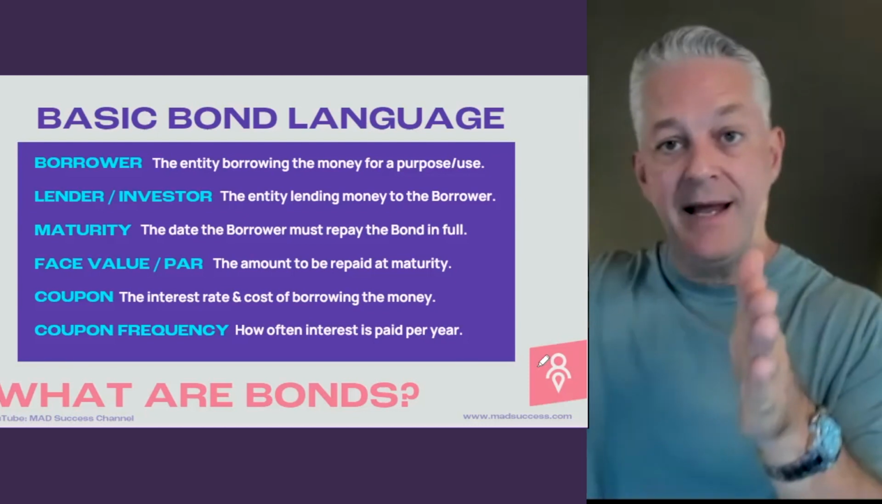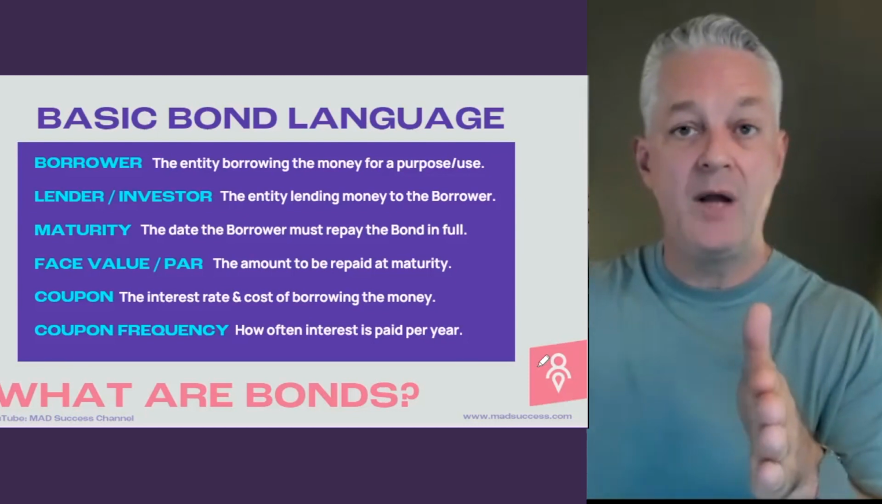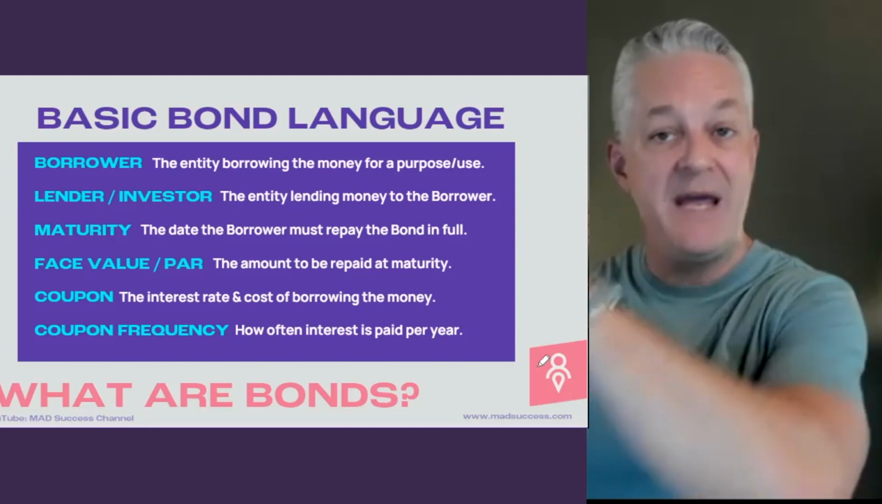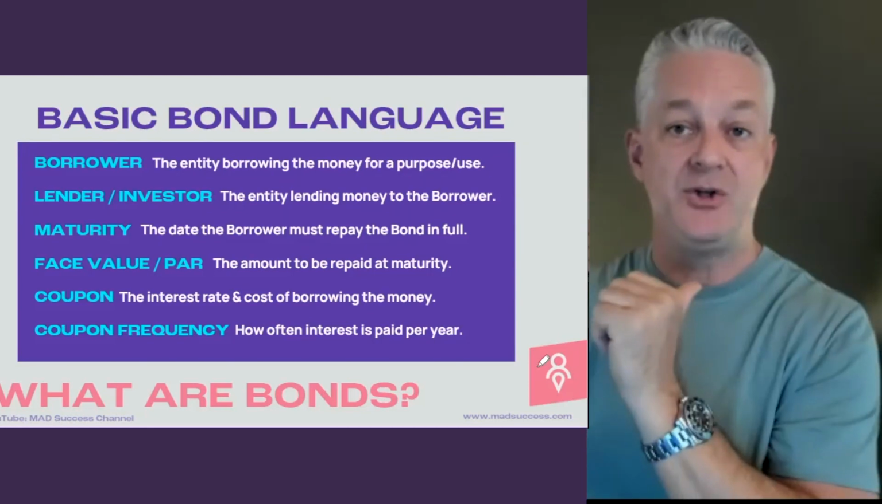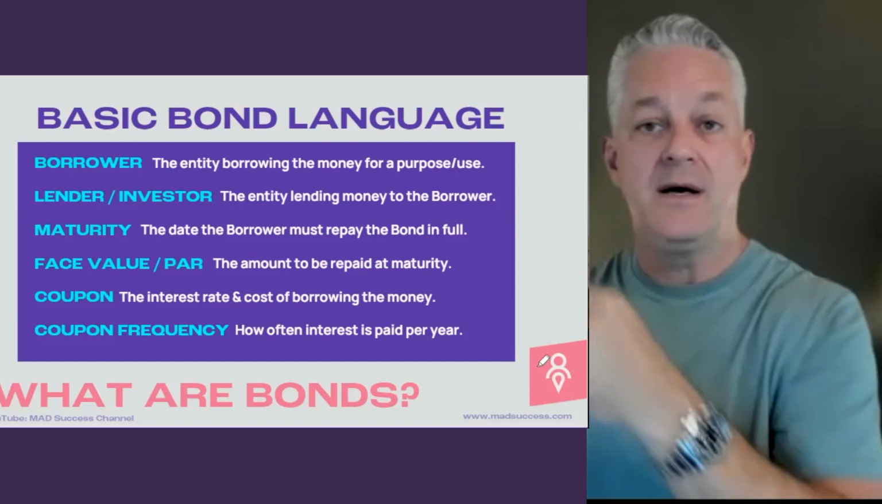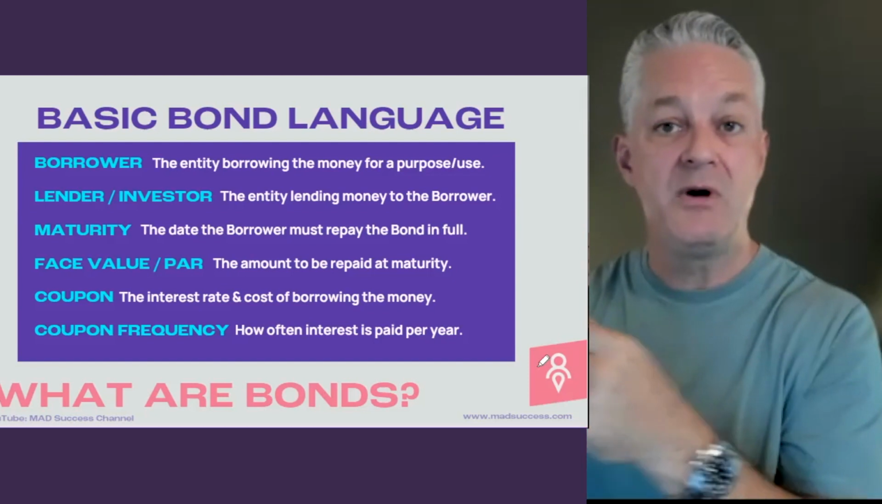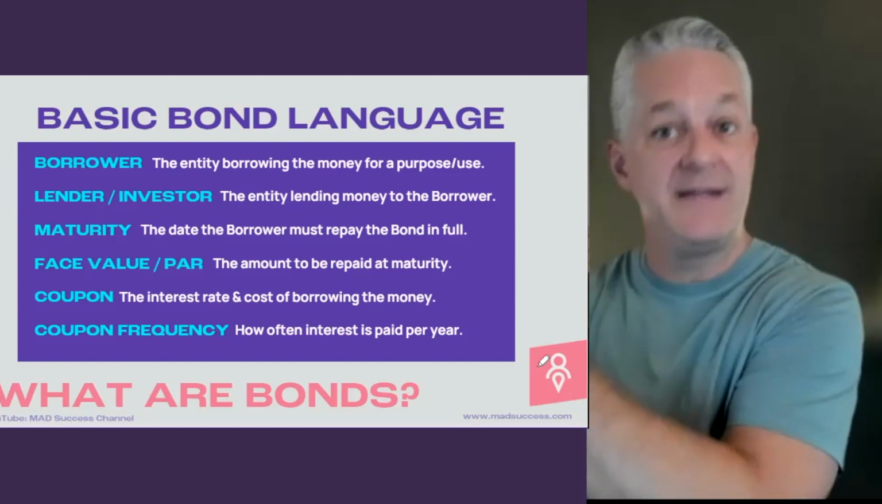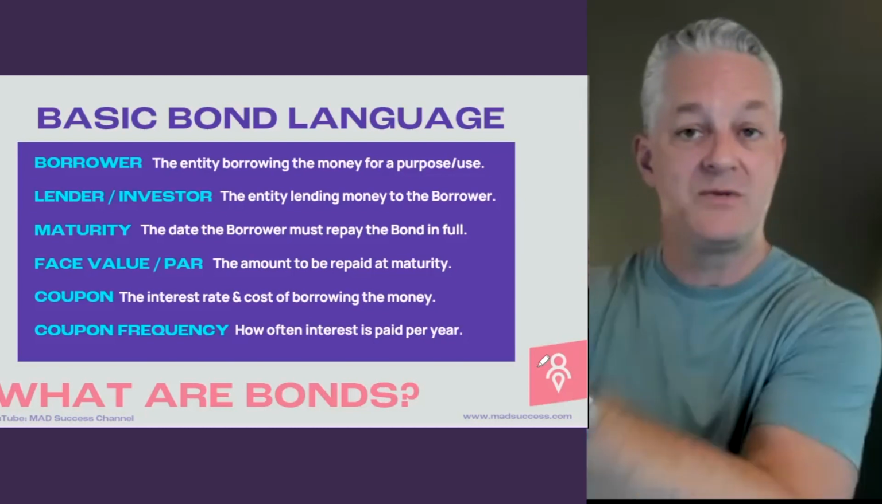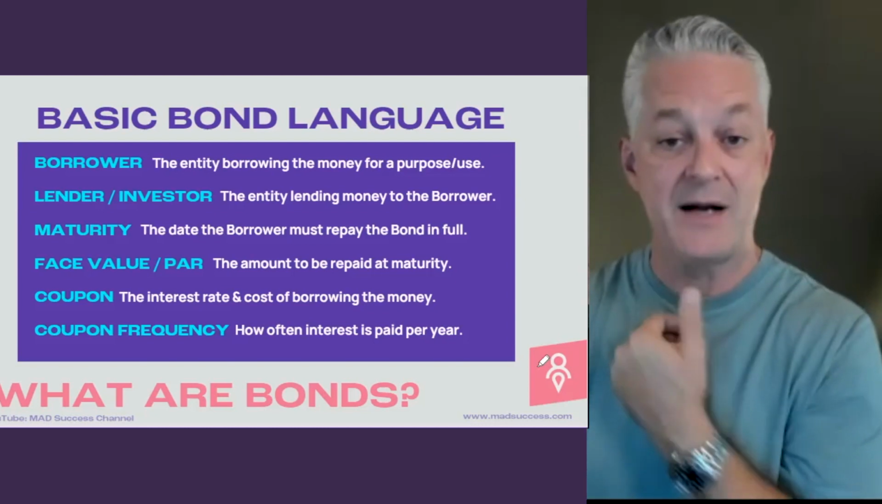The maturity is the end date of the bond when the borrower has to pay the full amount of money back to you. So if you lend $1,000 to the borrower for 5 years, then at the end of 5 years, that's the maturity date. That's when they have to pay you the $1,000 back, okay?